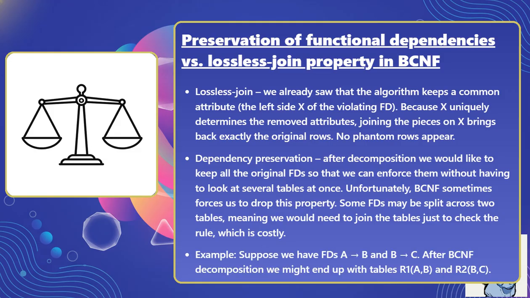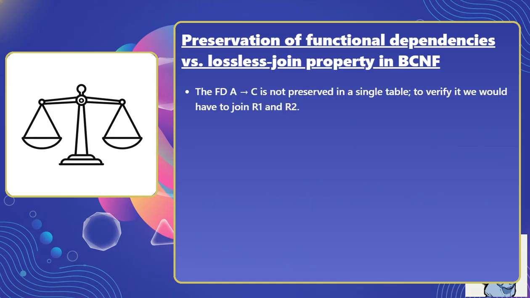Example: suppose we have functional dependencies A determines B and B determines C. After BCNF decomposition, we might end up with tables R1(A, B) and R2(B, C). The functional dependency A determines C is not preserved in a single table. To verify it, we would have to join R1 and R2.